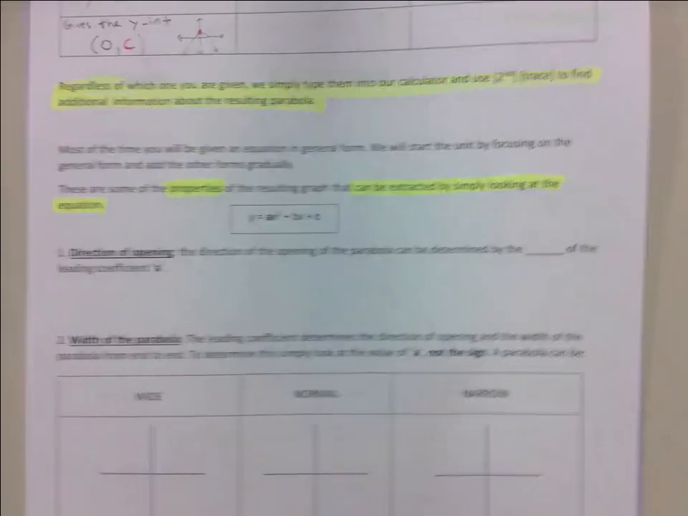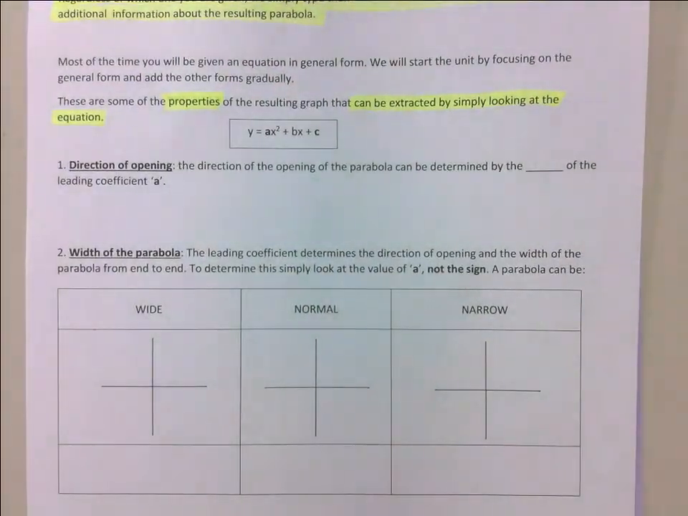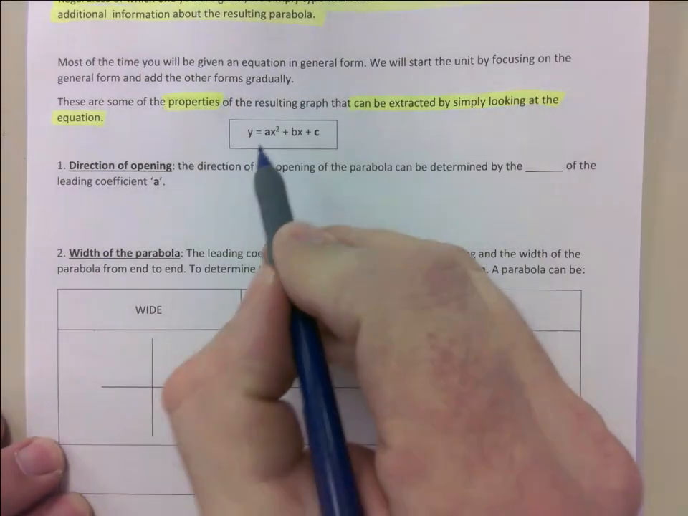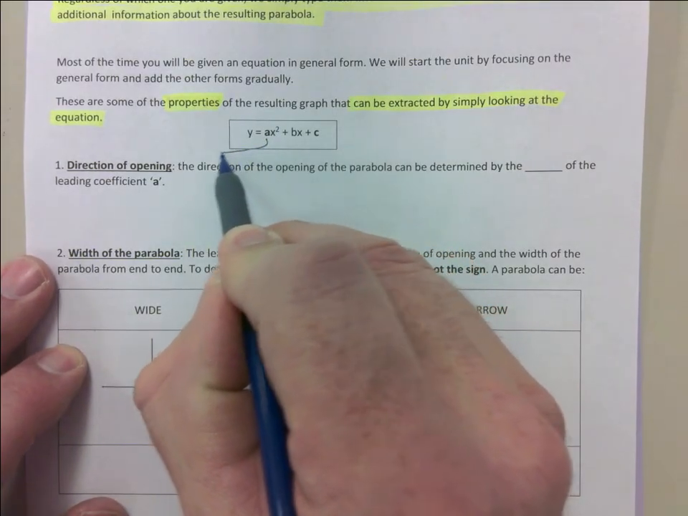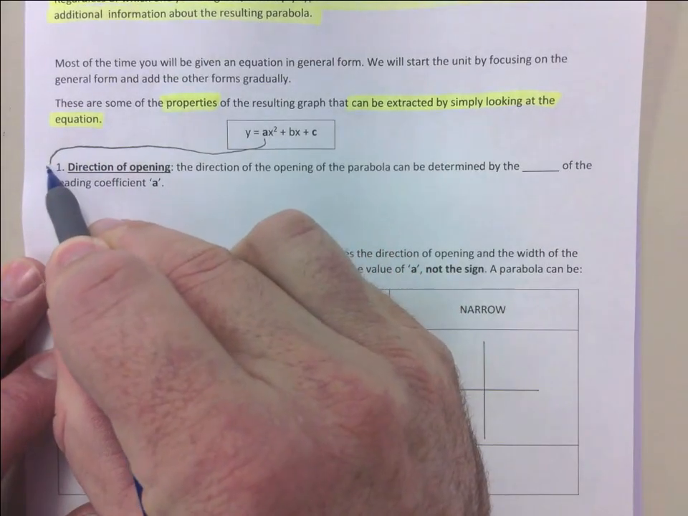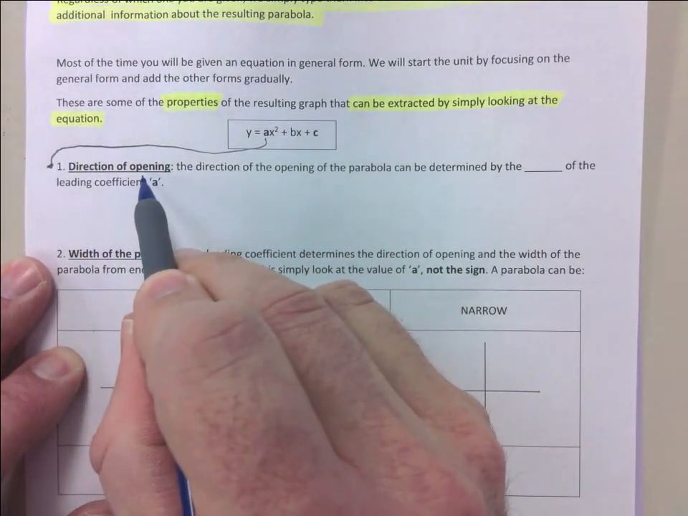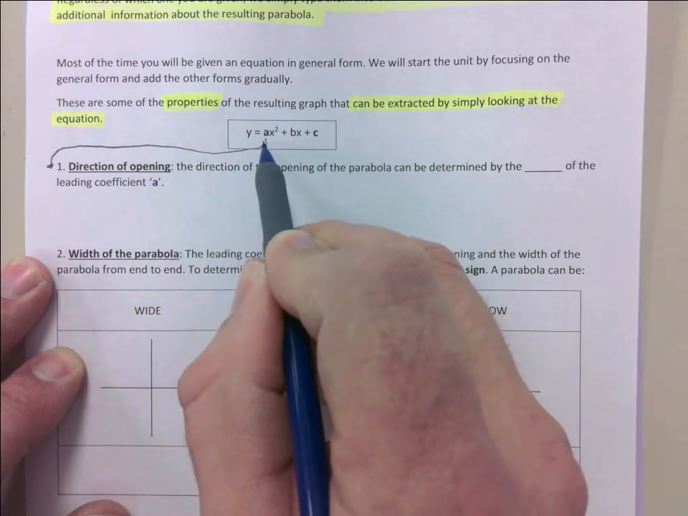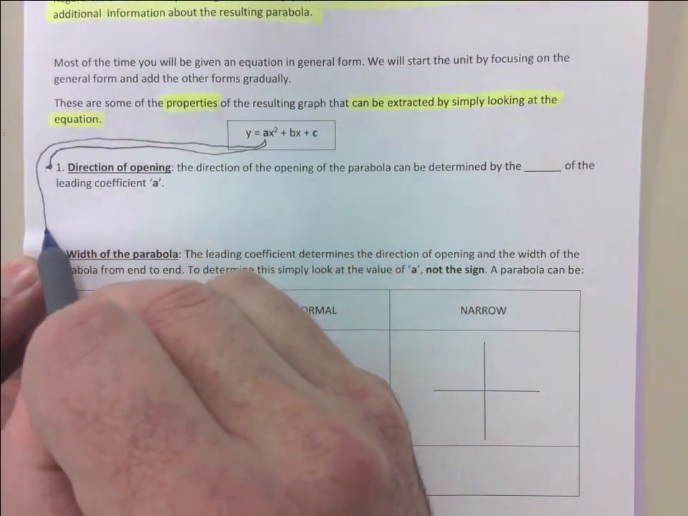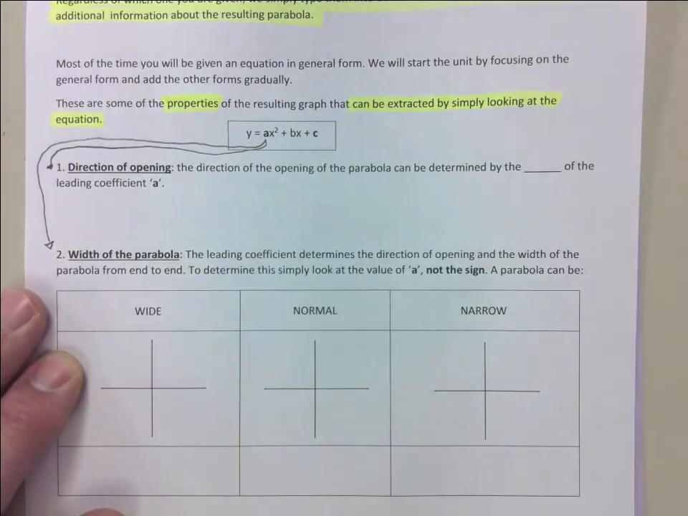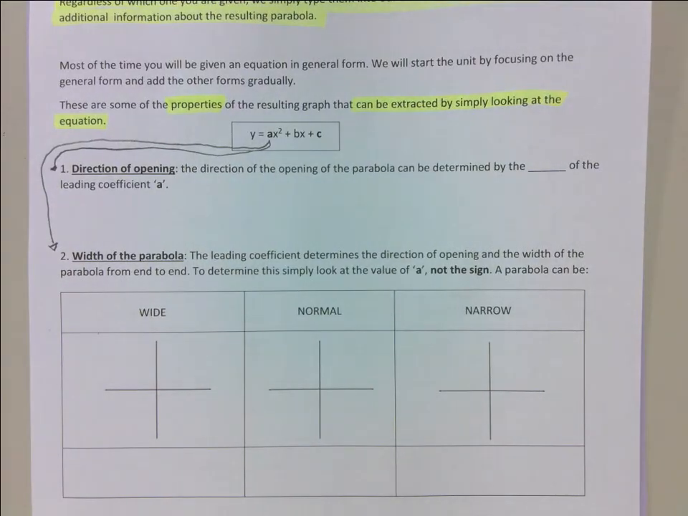So I'll tell you this. After a couple of days, it might take you a little while, you should be able to look at A and find out two things immediately. This one won't take too long. You should be able to tell me the direction of the opening of the graph, and you should be able to tell me the width of the parabola. Is it going to be a wider curve? Is it going to be narrower? Just by looking at A.